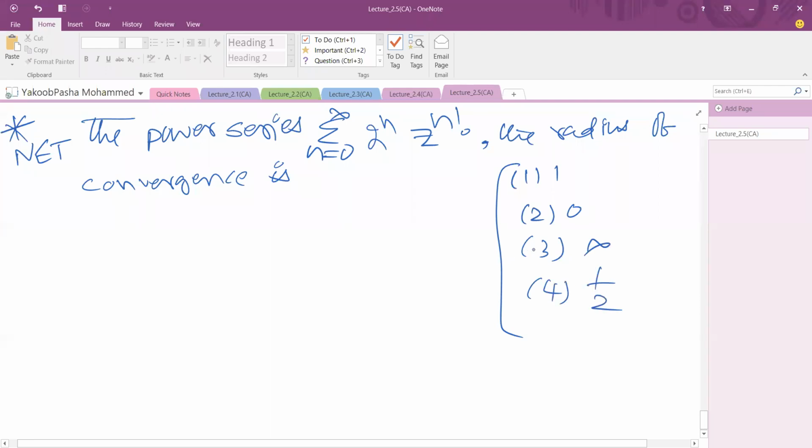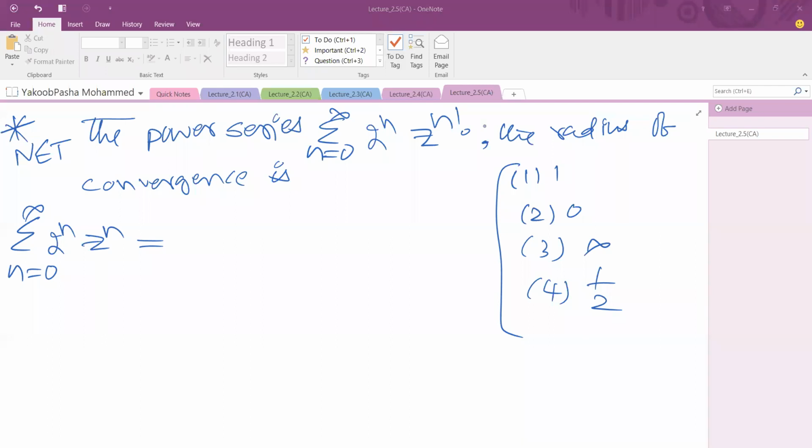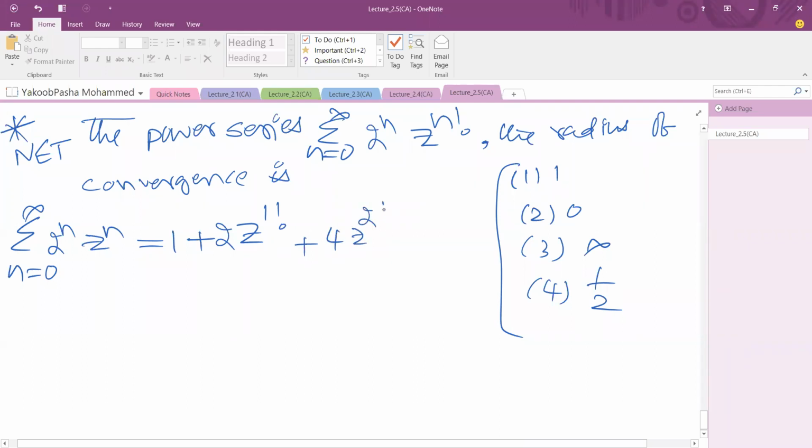These are the options. First we can expand the series n equal to 0 to infinity 2 power n z power n factorial, that is equal to, we can write first term 2 power 0 z power 0, that is 1, plus second term 2 into z power 1 factorial, plus 2 power 2, that is 4 z power 2 factorial, plus and so on.